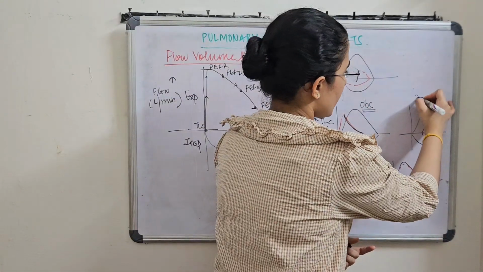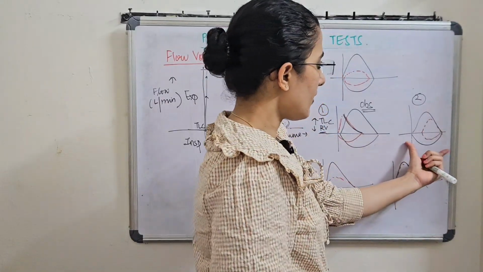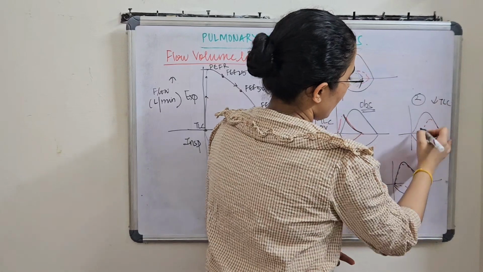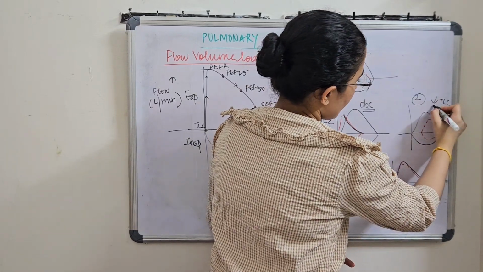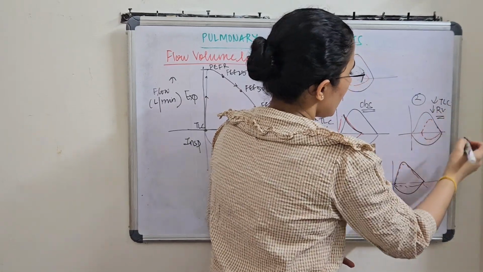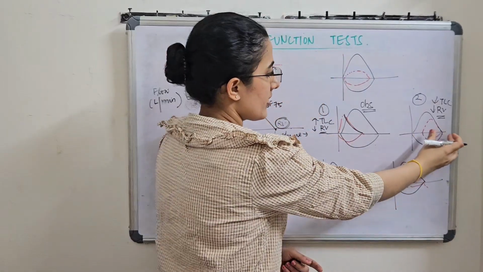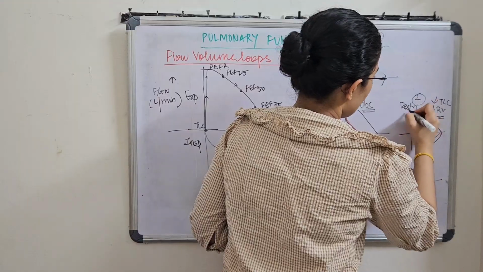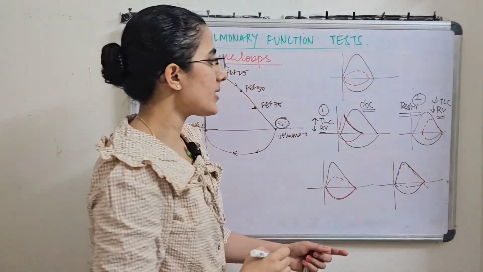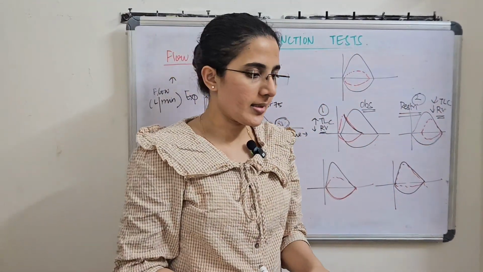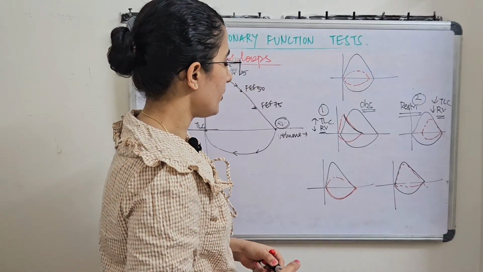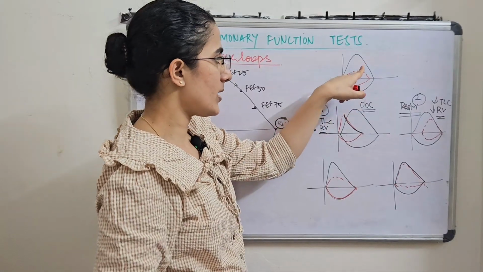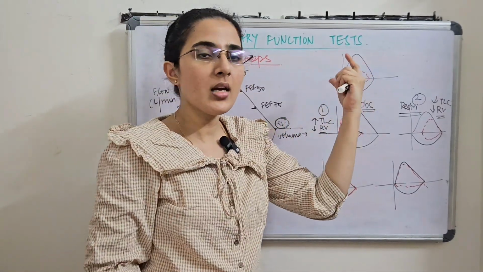In the second type of graph, graph 2, we see that there is a reduction in the total lung capacity, and apart from that there is also a decrease in the residual volume. We see that the graph has shifted towards the right. This is seen in case of restrictive lung disease. Next we come to another type of graph, where both the inspiratory as well as expiratory limbs seem to have been shortened.